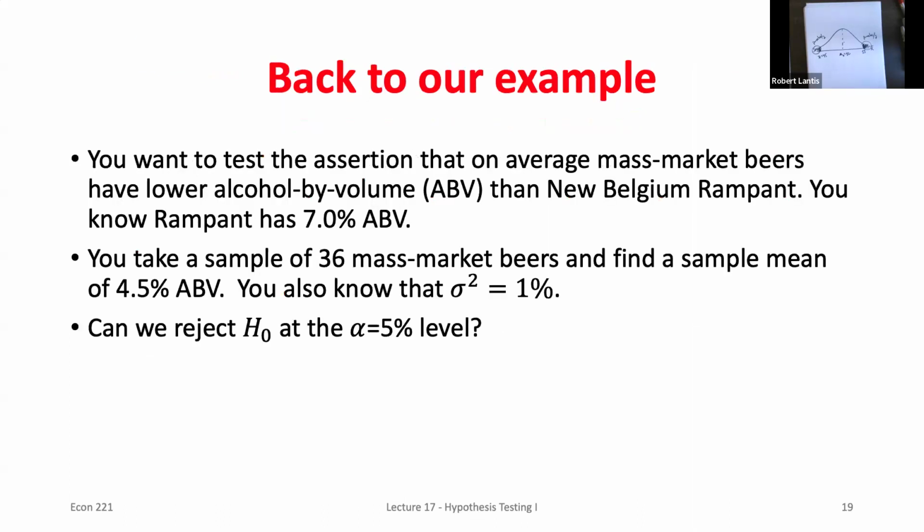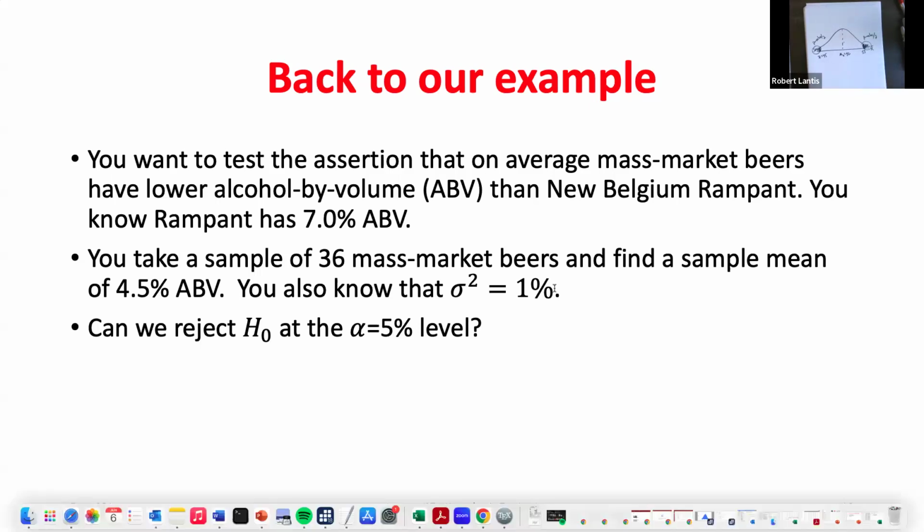Okay. So what's this going to look like for us? So we've got that same setup. I don't know why I changed the name of the beer here. But if we had one that was 7%, the numbers didn't change. So I've got 36 mass market beers. I find a sample mean of 4.5. I have a known population variance of 1, right? Just making it kind of easy here. Can I reject the null at the alpha equal to, I put, 5% level?